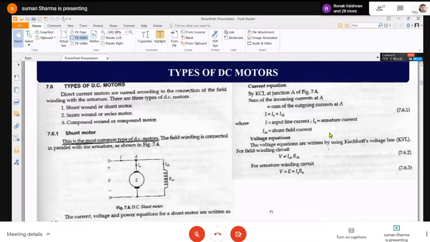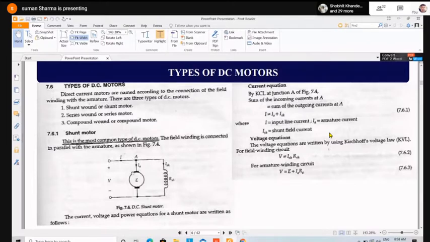Current, voltage and power equation can be written as, when you apply KCL at this point A, what is KCL? Incoming current is equal to outgoing current. Summation of incoming current is equal to summation of outgoing current. So what is incoming current? Incoming current is I. What are the outgoing currents? IA and ISH. So you get I is equal to IA plus ISH, where I is the input current, IA is the armature current, and ISH is the shunt field current.